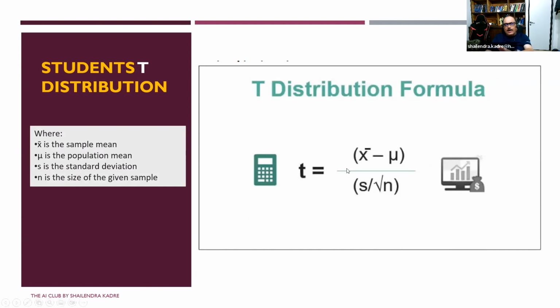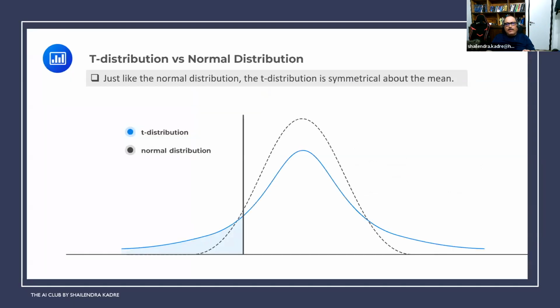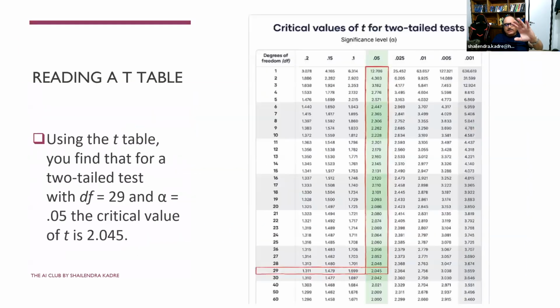T is equal to X bar minus mu divided by S over root n. X bar means sample mean, mu means your population mean, S means standard deviation, and n means your sample size. Just for your academic knowledge, you have to see this formula. I am not expecting you to remember this. But if you are interested in how the t statistic is calculated, this is the formula. Generally, we'll just calculate degrees of freedom and then use the t table to find the t statistic. That's how we'll go.